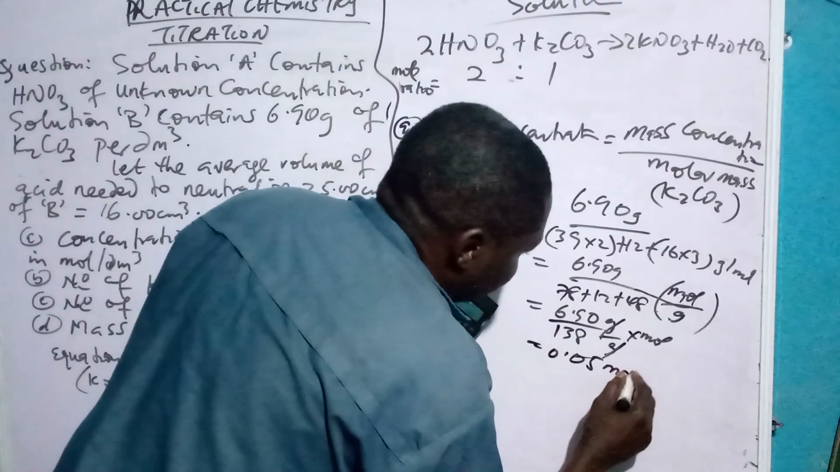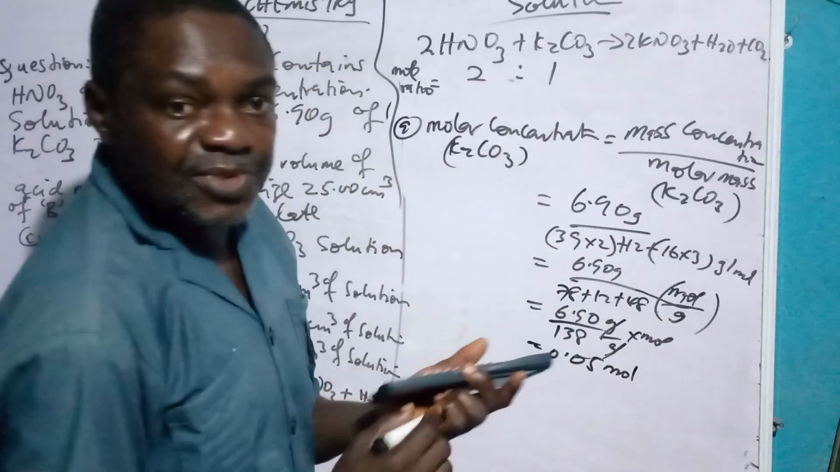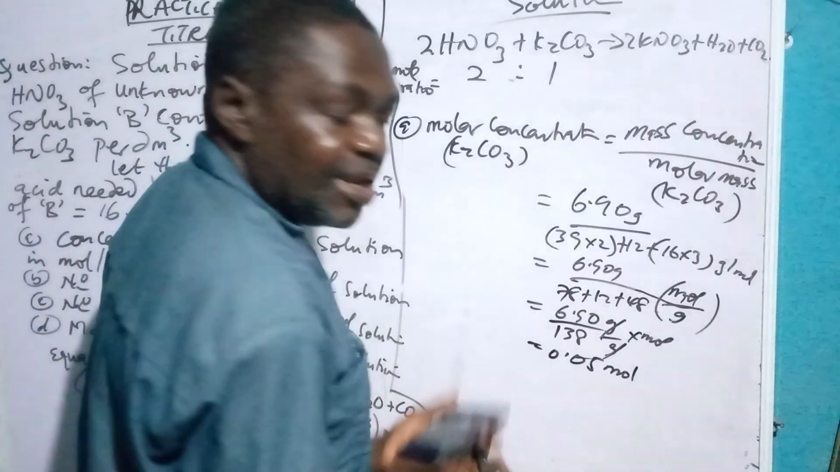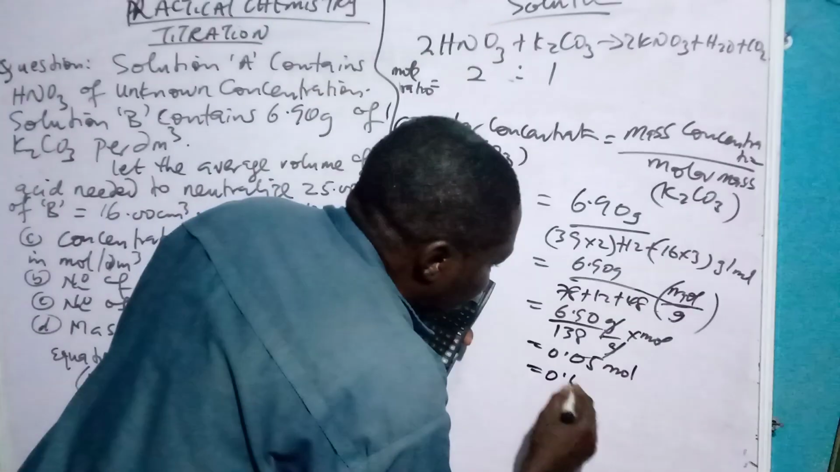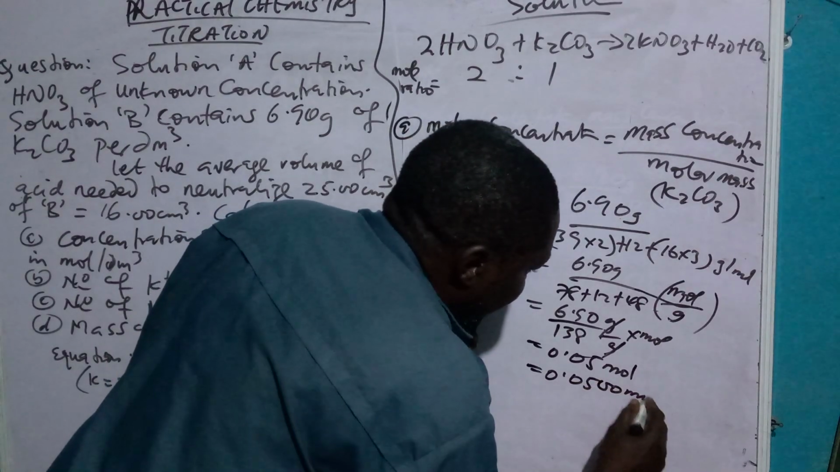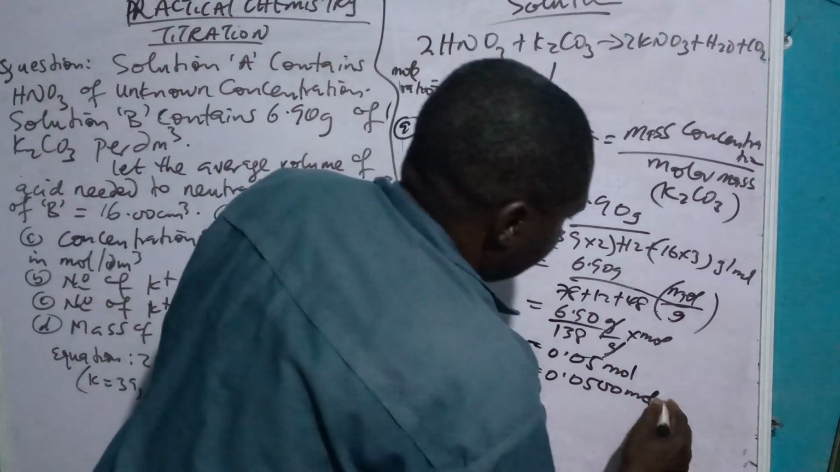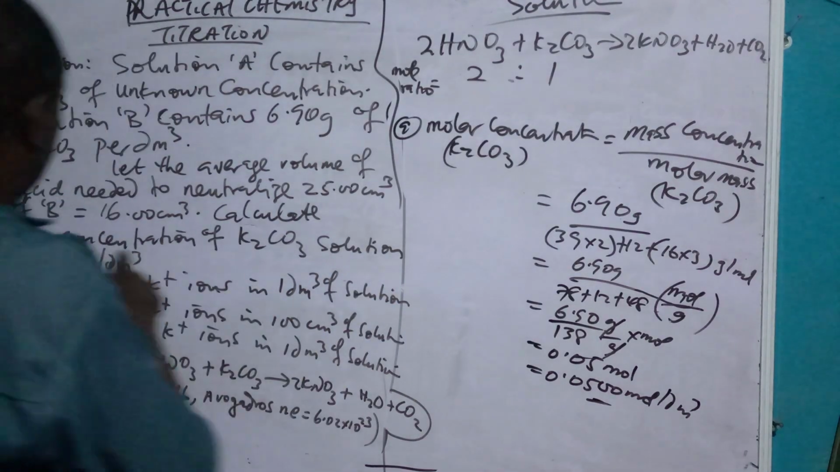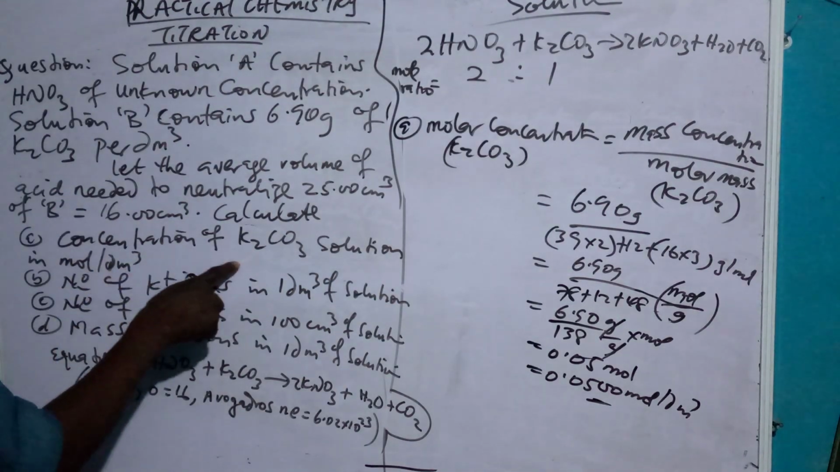mole. As you've been instructed before in our previous video, in the examination body you are not allowed to use this. Therefore, you must make it 3 significant figures. It becomes 0.0500 mole per dm cube. So this is the first calculation, that's the molar concentration we already calculated.